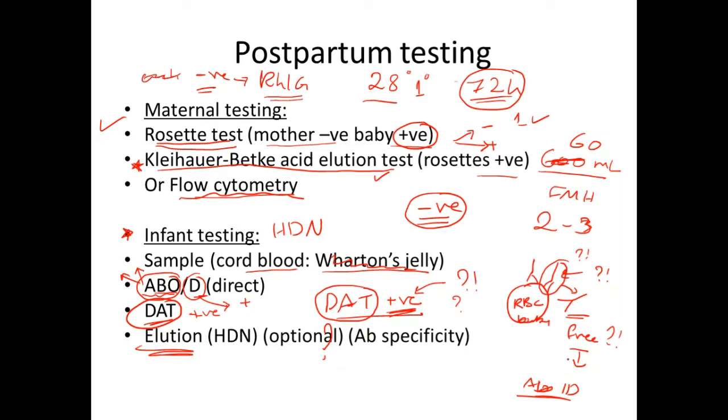We see the specificity of this antibody, because if it is bound directly to the RBC, we will not be able to know the specificity. So we have to dissociate this antibody, remove it from the RBC first to become free. When it becomes free, we call it eluate. So we can test the eluate against the antibody identification panel.